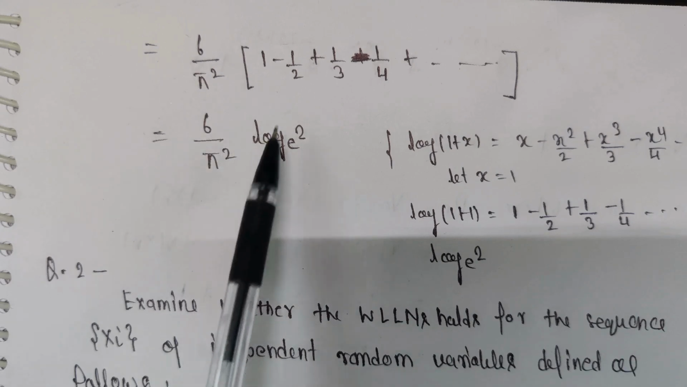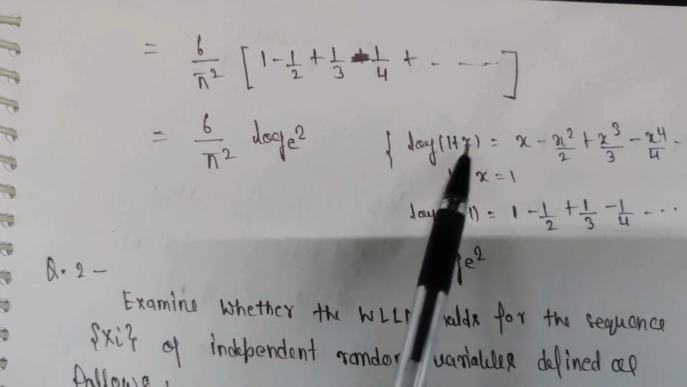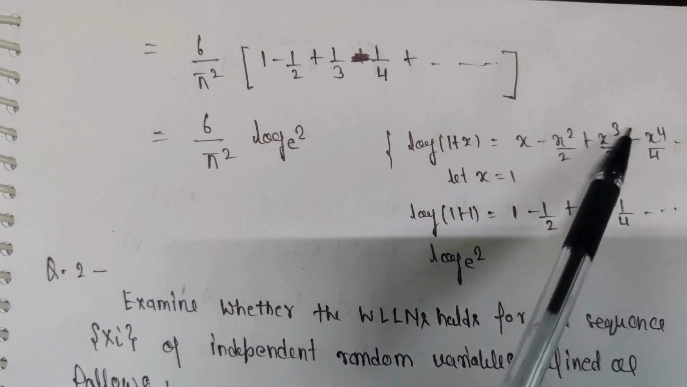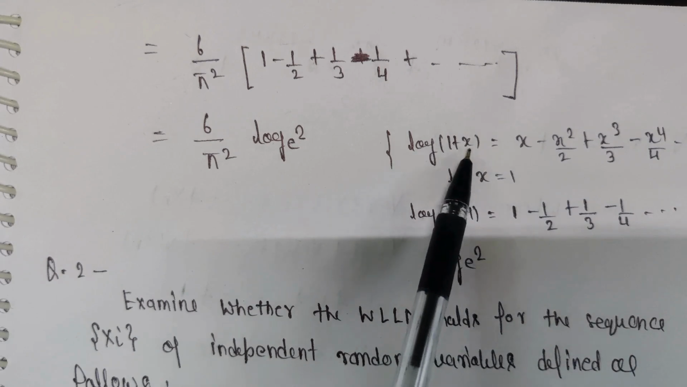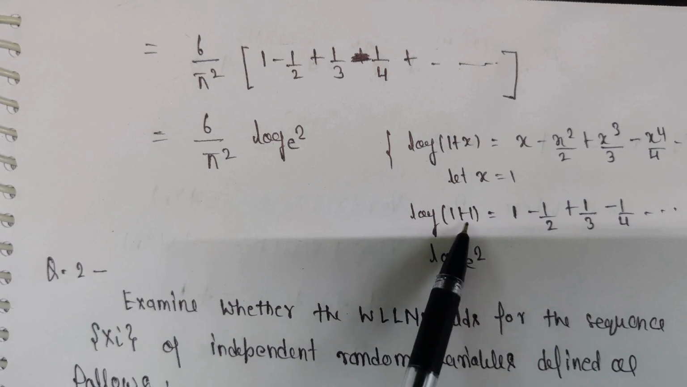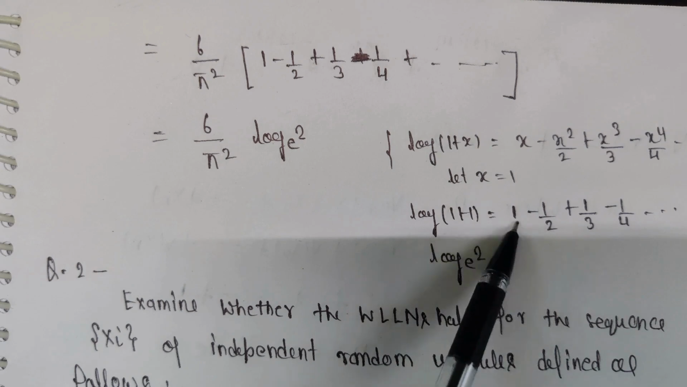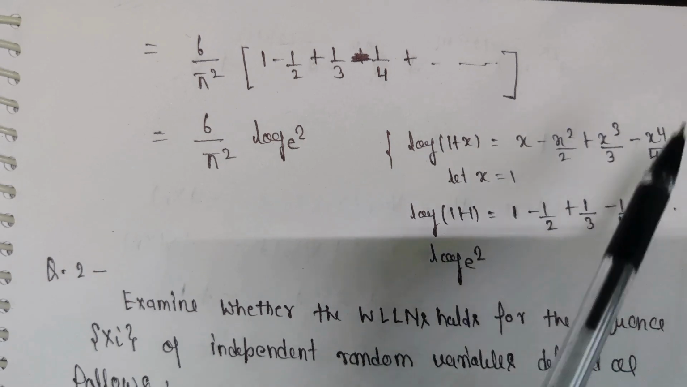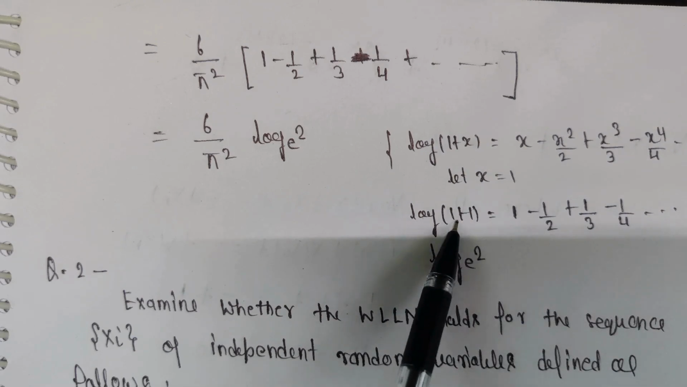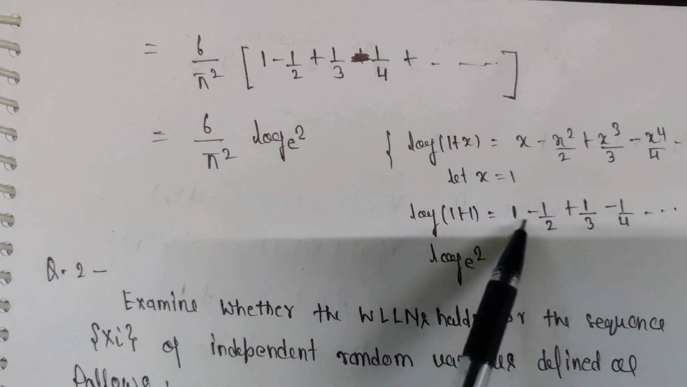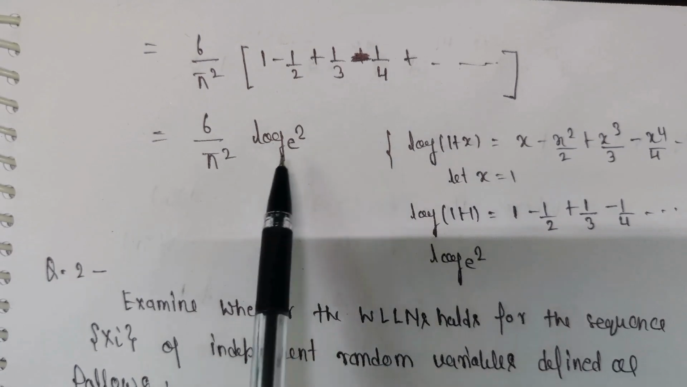Okay, and we know that log of 1 plus x, what is it? The expansion of log of 1 plus x is x minus x square by 2 plus x cube by 3 minus x to the power 4 by 4, and so on. So just putting x equal to 1. Okay, now you can see here log of 1 plus 1 is equal to, in place of x what are we replacing? Only 1. So 1 minus 1 by 2 plus 1 by 3 minus 1 by 4. So now you can see here this is what log of 1 plus 1 means, log 2. So log 2 base e is equal to 1 minus half plus 1 by 3 minus 1 by 4. So that's why we are writing in place of this series log 2 base e.